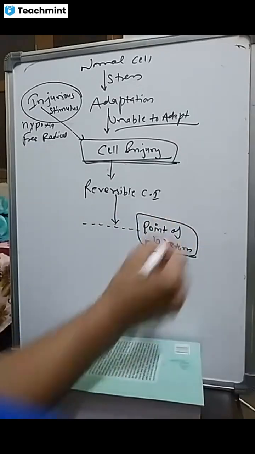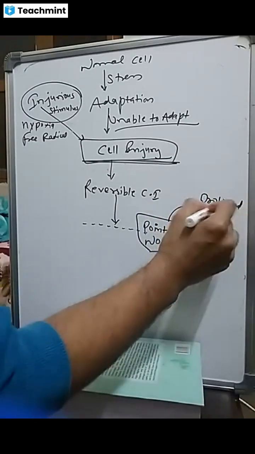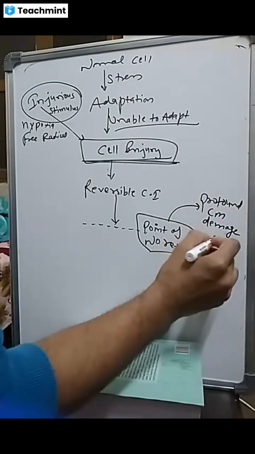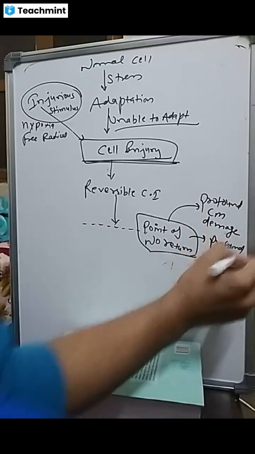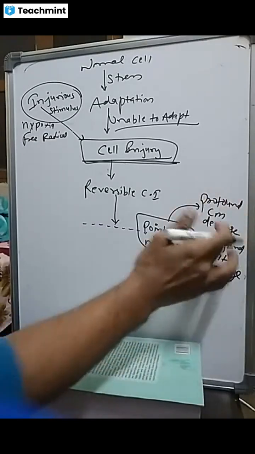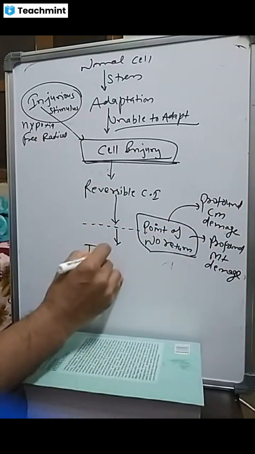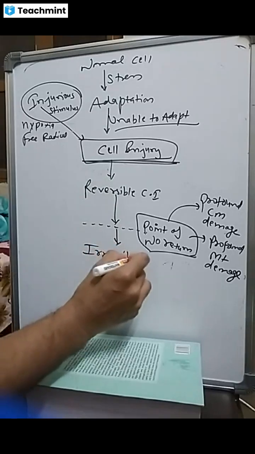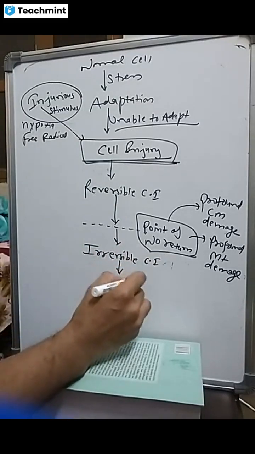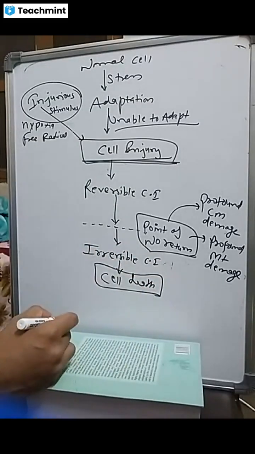What is the point of no return? Point of no return means profound cell membrane damage and profound, that is maximum, mitochondrial damage. When these two points are there, then definitely it will enter into irreversible cell injury. What will happen after irreversible cell injury? Cell death. The cell will die.